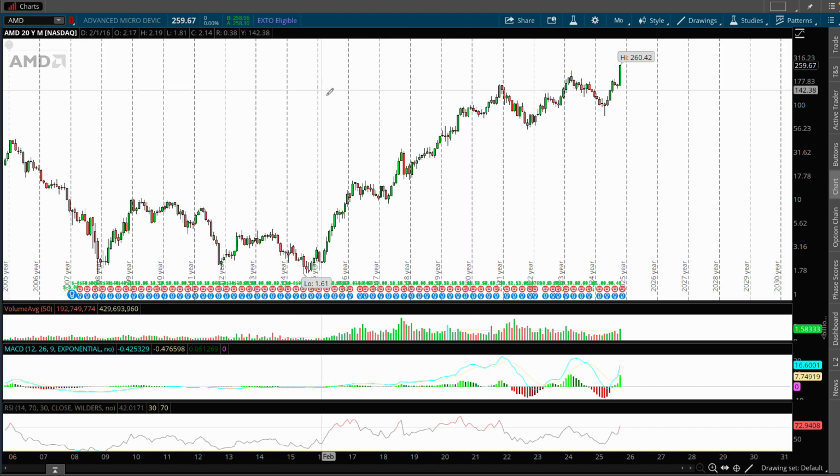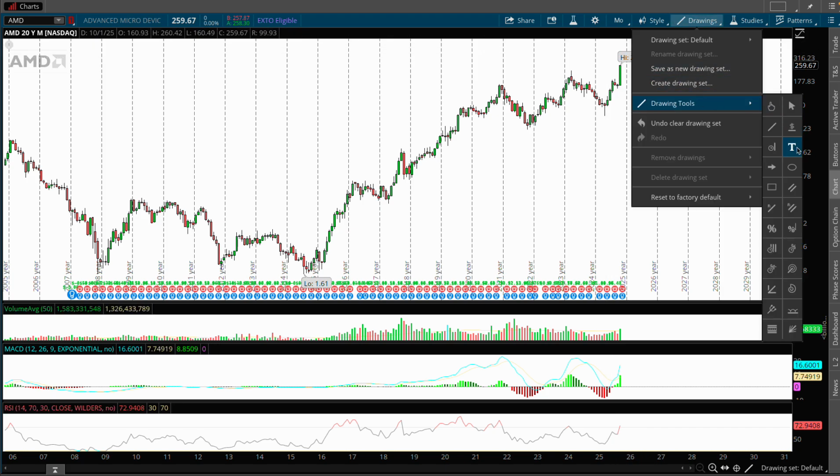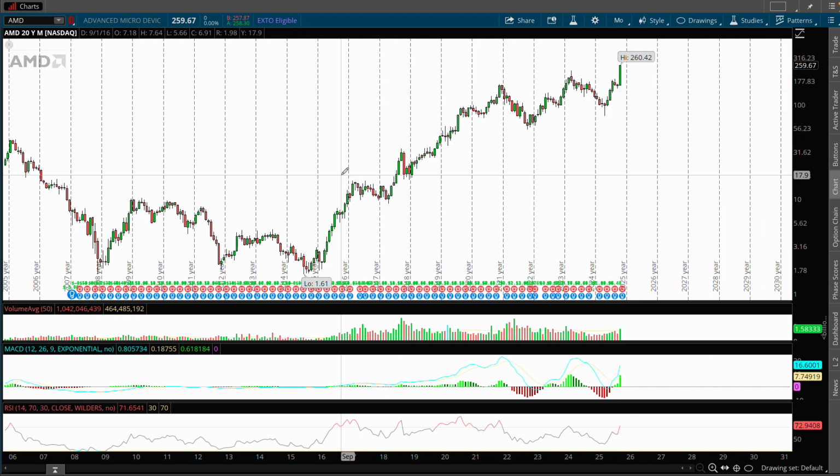Now, when we look at this AMD, we can see it's definitely on an uptrend, because it's simple: we have higher highs and we have higher lows. You can see all that here. So that's definitely the trend.